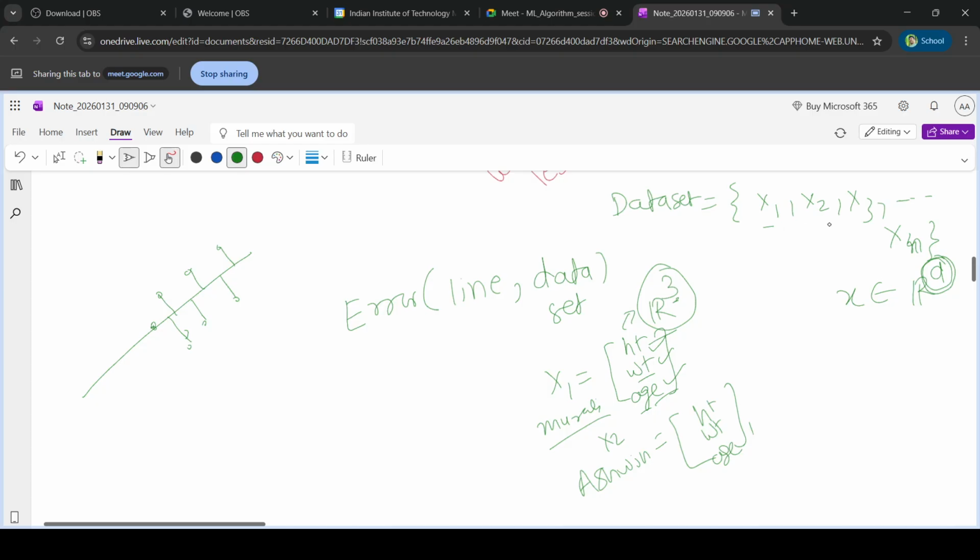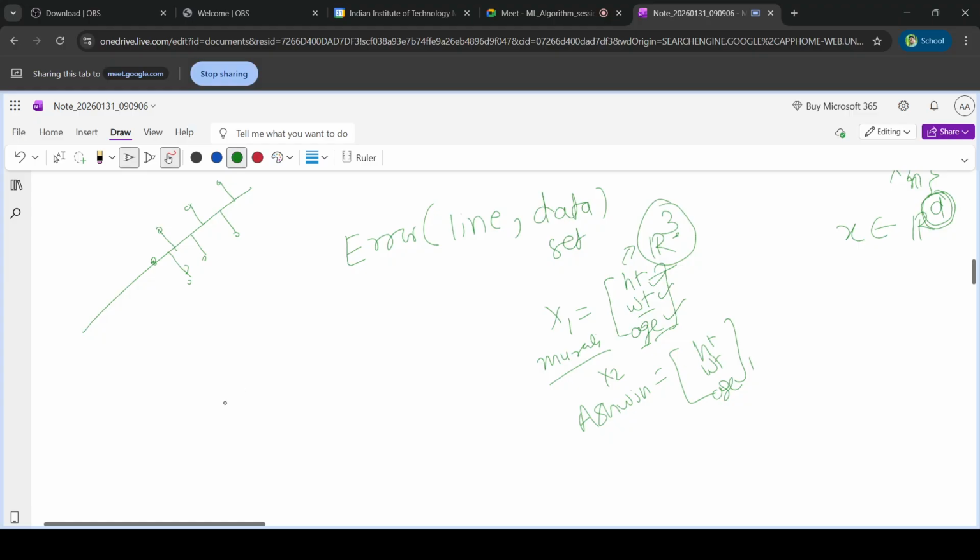So we have the data set like this, and we need to calculate the error between the point and the line. You know that this is x, and this is the line, and we say this line is c comma w, and this is the error. So we have to find out this error, the length square, between this point x and this point cw, which is on the line.